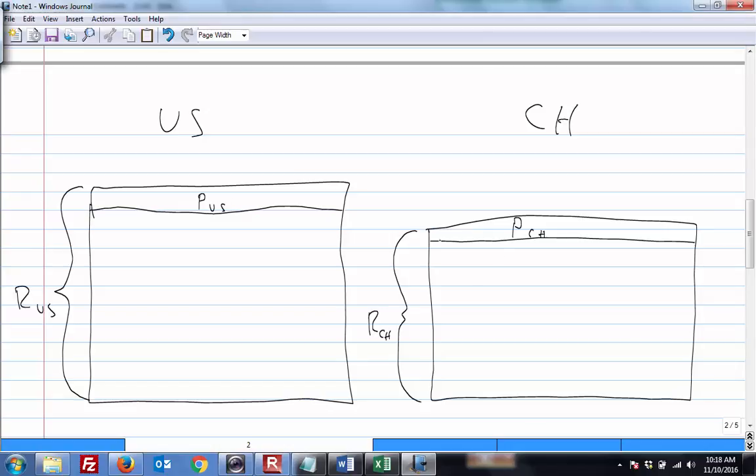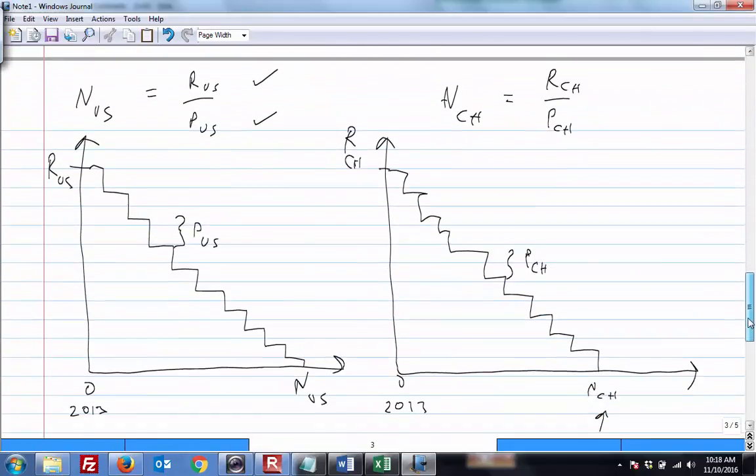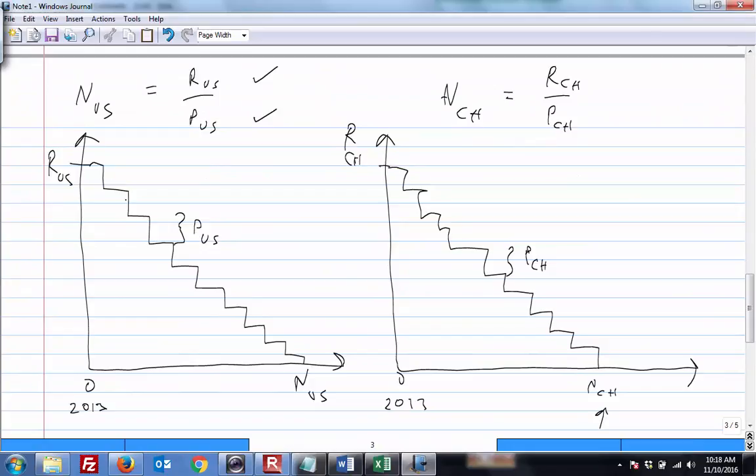I drew China's smaller, but it could be bigger, and I don't want to sway your opinion one way or the other. I'm just showing the modeling. And so again, the bigger these stair steps are, the shorter it is to the end of coal. Same thing over here. Bigger the stair steps, the shorter it is to the end of coal in China.